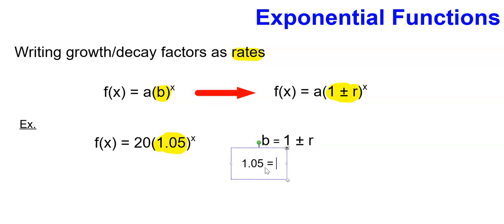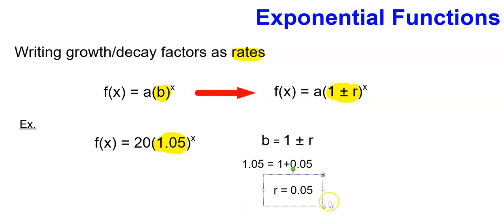what do we add to 1 to get 1.05? 0.05. So that means then that our r is going to be equal to 0.05. Now this is in decimal form. In percent form, this means that this would be a 5% growth or increase.